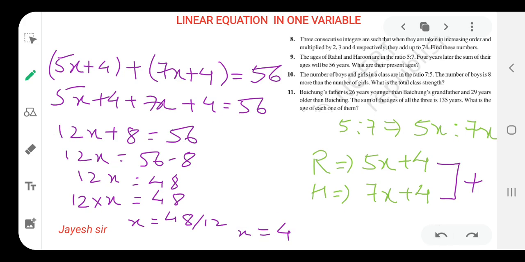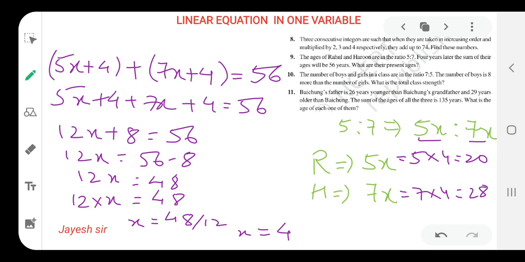Now what are we supposed to do? We need to find the present ages. As I have already written, the present ages of Rahul and Harun are 5x and 7x only. So we'll put the value of x in that so that we can find the value of their present ages. This was the age after 4 years. Now we have to find the present age. That means 5 multiplied by 4, that is 20 years. And 7 multiplied by 4, 7 fours are 28 years.